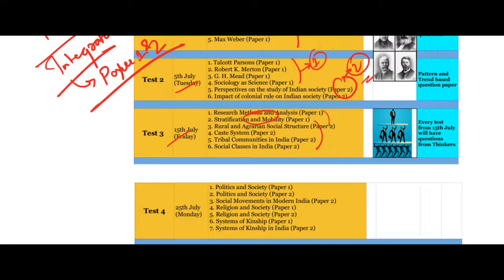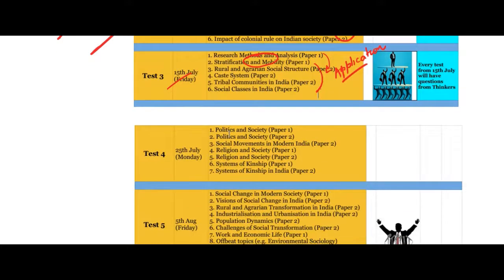Now coming to test 3, the major topic is stratification and mobility, and if you observe these topics, they are the application of the core concepts of stratification and mobility that you will read. So these are the India specific applications of the concepts of stratification and mobility. That is why we have clubbed them together.